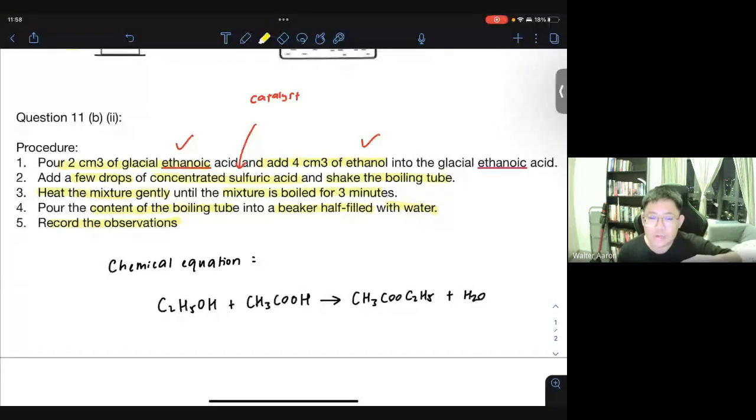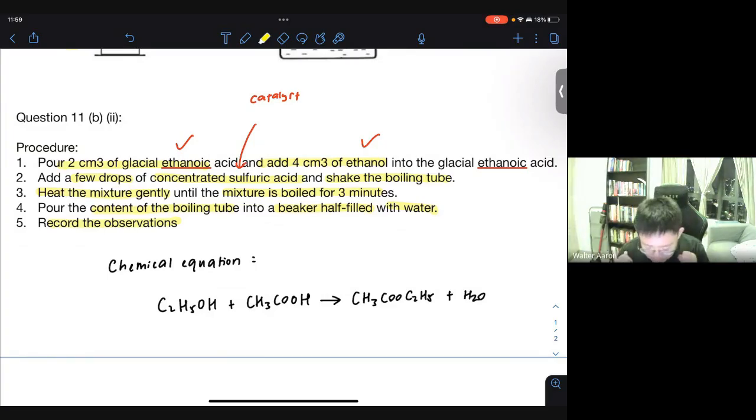You pour it into the water, right? The ester will form a layer on top of the beaker of water because it won't be able to dissolve in water. It's a covalent compound. So it will remain in one layer over there. And also you have a very nice fruity smell that you can smell. So those are the observations. But you don't have to write the observations here because they didn't ask you for the results. They just ask you how to do this experiment, that's it. So stop at the last part here with number 5, record the observations.